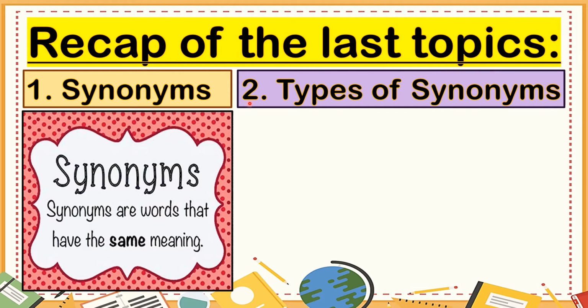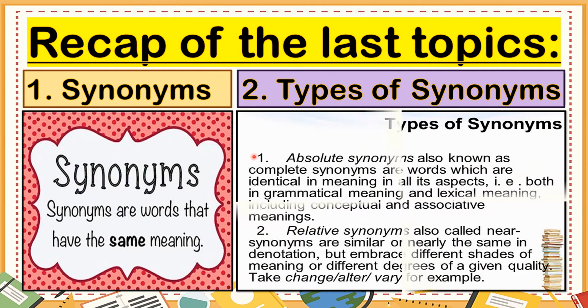We also discussed the two types of synonyms. Number 1, absolute synonyms, also known as complete synonyms, are words which are identical in meaning in all aspects, both in grammatical meaning and lexical meaning, including conceptual and associative meanings. Number 2, relative synonyms, also called near synonyms, are similar or nearly the same in denotation, but embrace different shades of meaning or different degrees of a given quality. Take, challenge, alter, vary, for example. So these were the two topics we discussed last week.